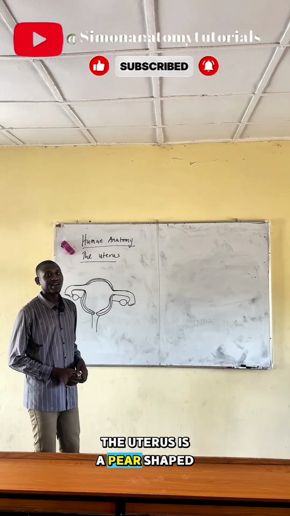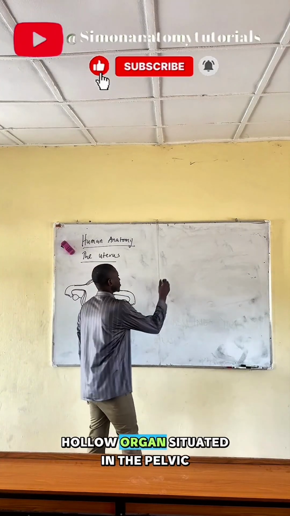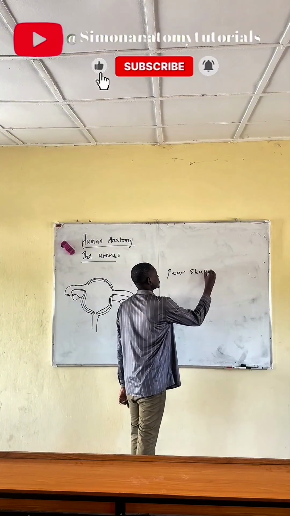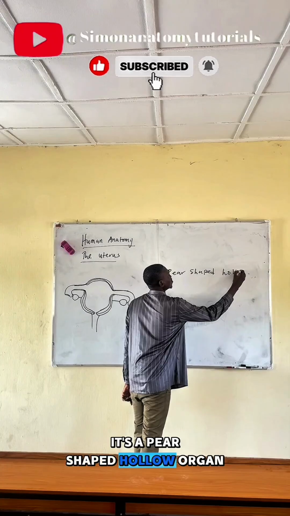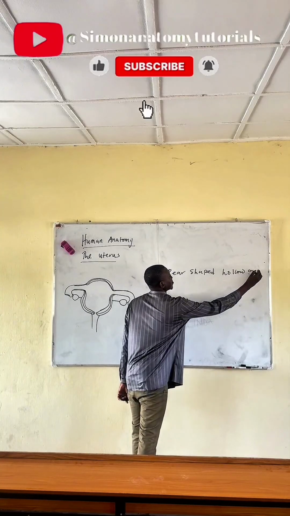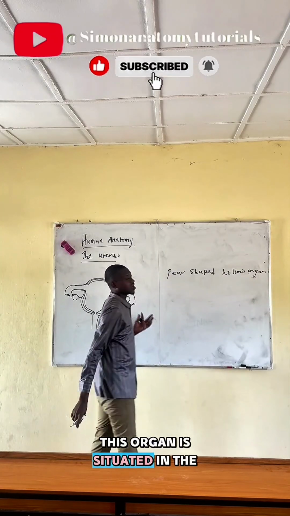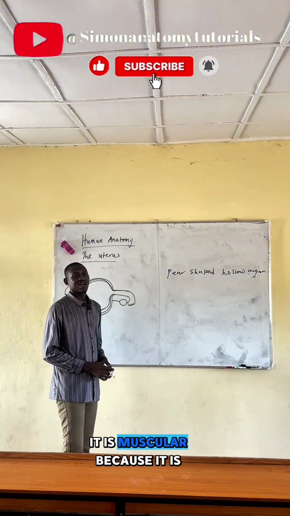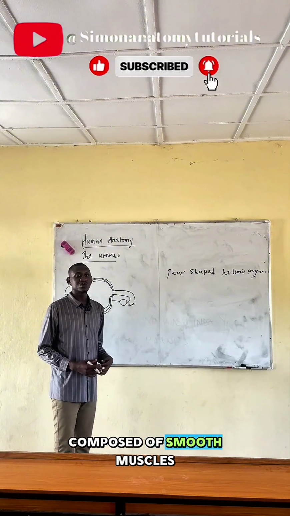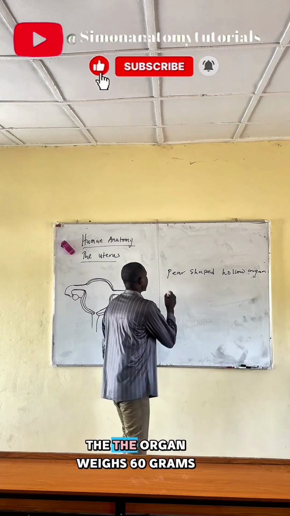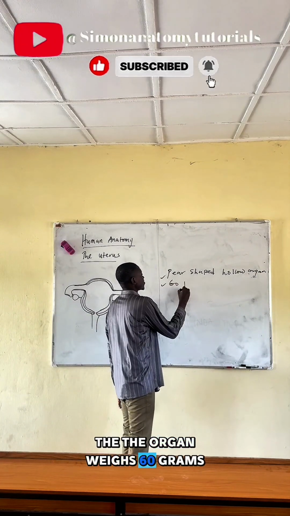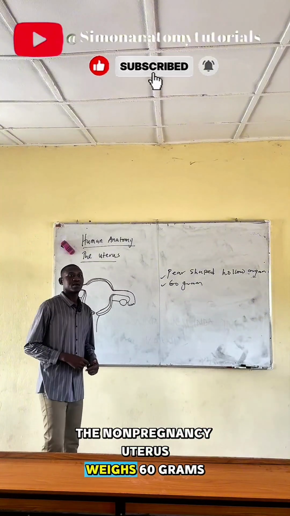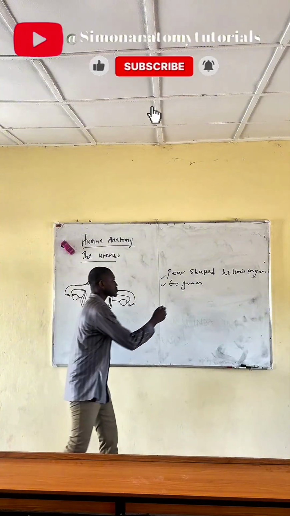The uterus is a pear-shaped hollow organ situated in the pelvic cavity. It is muscular because it is composed of smooth muscles. The non-pregnant adult uterus weighs 60 grams.